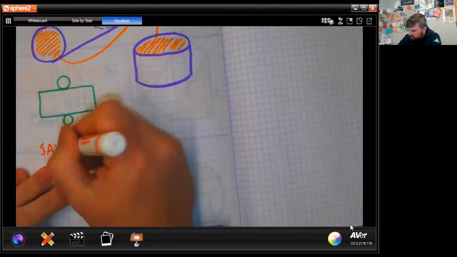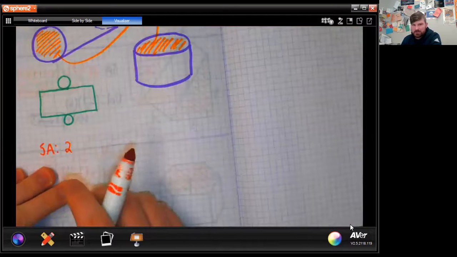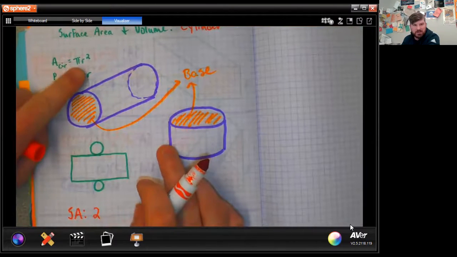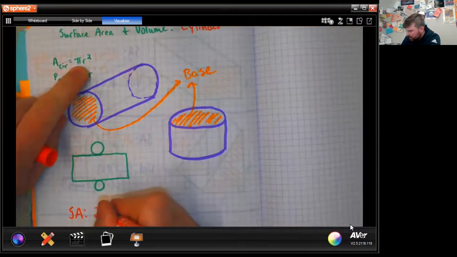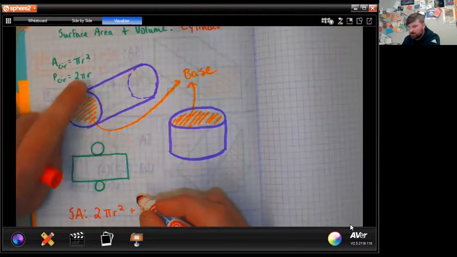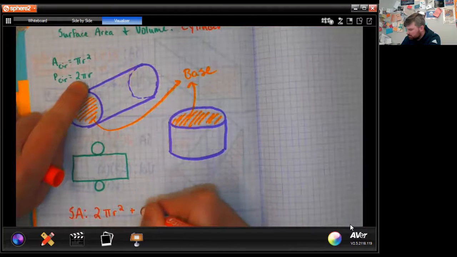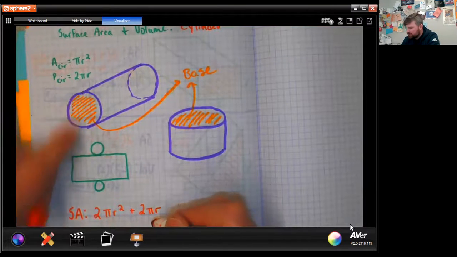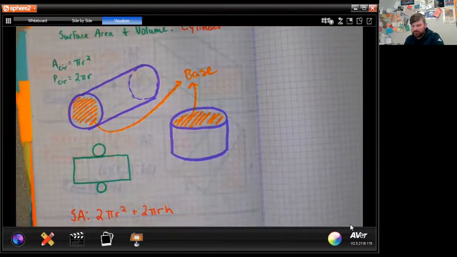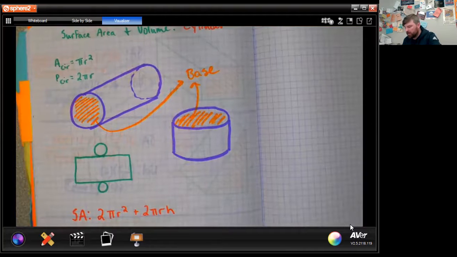So we're going to take 2 area of the base. Now the bases will always be a circle, so we know that the area will always be pi r squared every single time, plus the perimeter. Now, because it's a circle, the perimeter will always be the same equation, 2 pi r. That's a perimeter times the height of the object or the distance between your two bases.